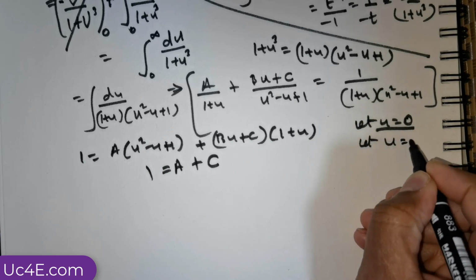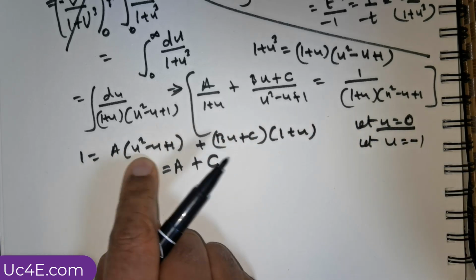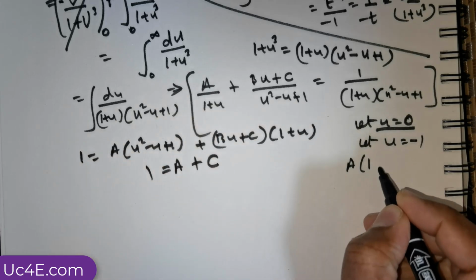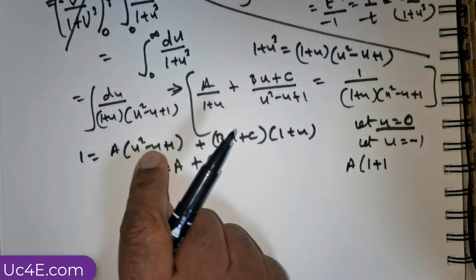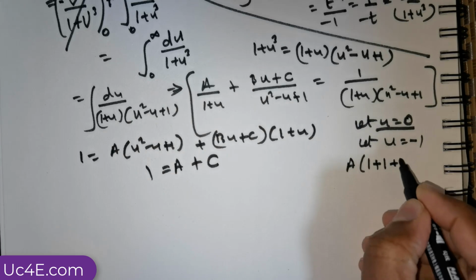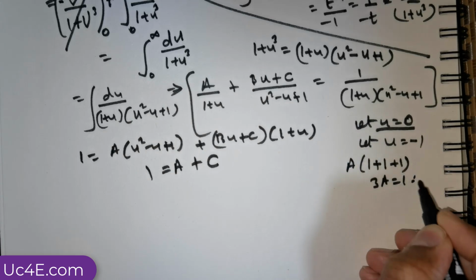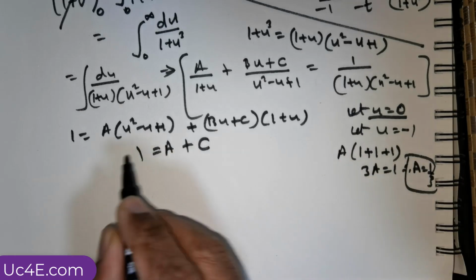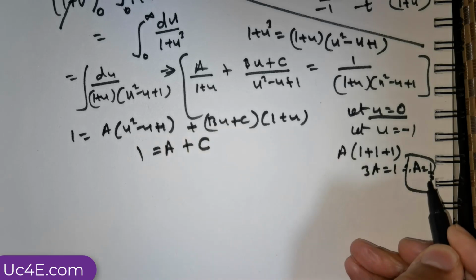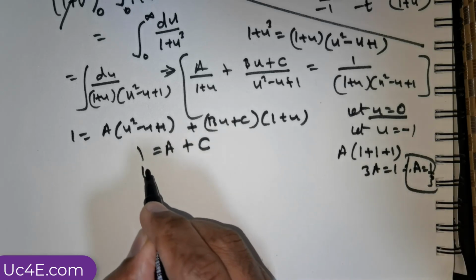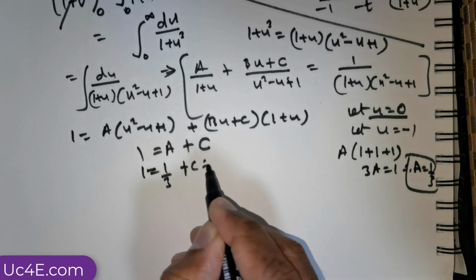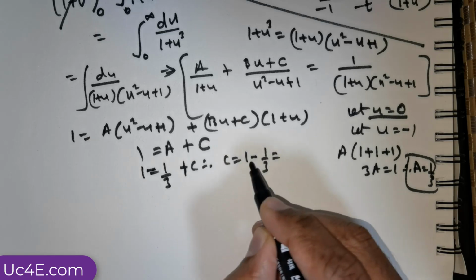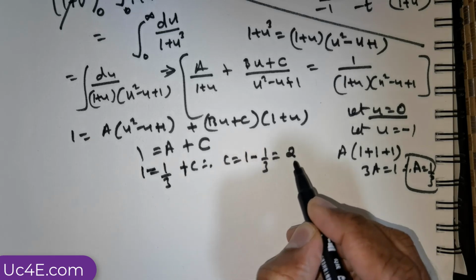Now next, let u be equal to negative 1. This entire thing will vanish. If I take negative 1, I would get a times 1 plus 1 plus 1, because u is negative 1, followed by plus 1. So that's going to be 3 times a is equal to 1. Therefore my a value is 1 over 3. If I substitute here, I get 1 is equal to 1 over 3 plus c. Therefore c is equal to 1 minus 1 over 3, which is 3 minus 1 over 3. That's going to be 2 over 3.